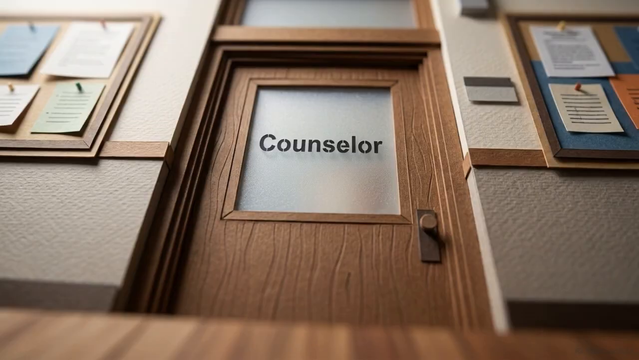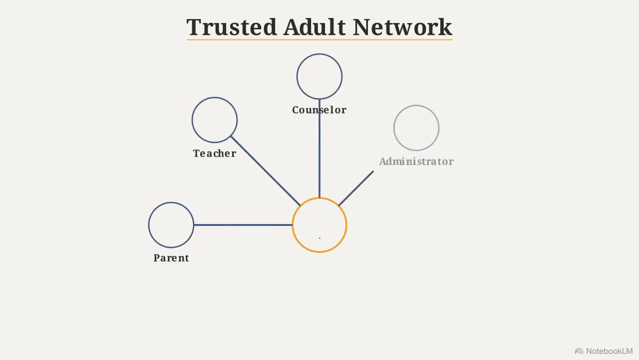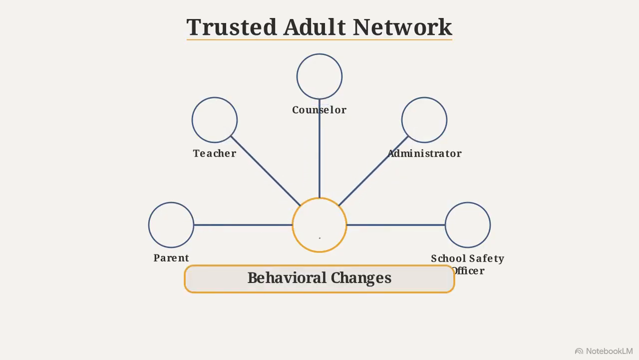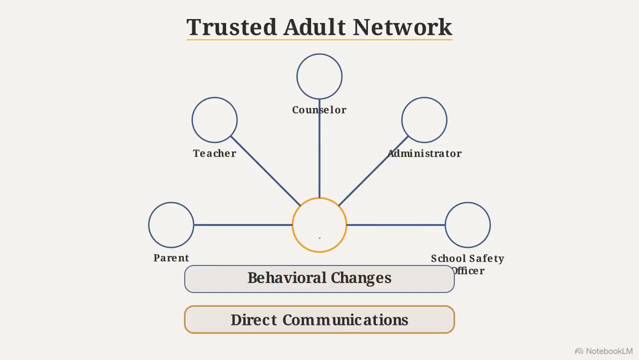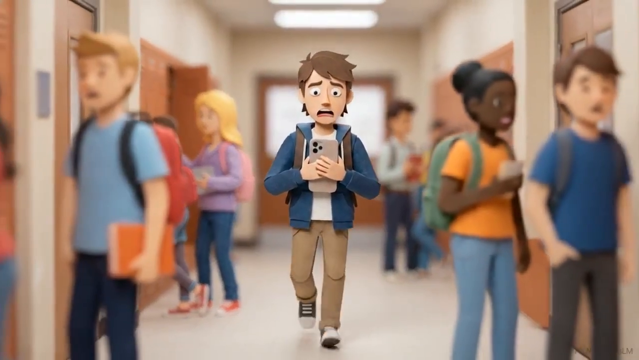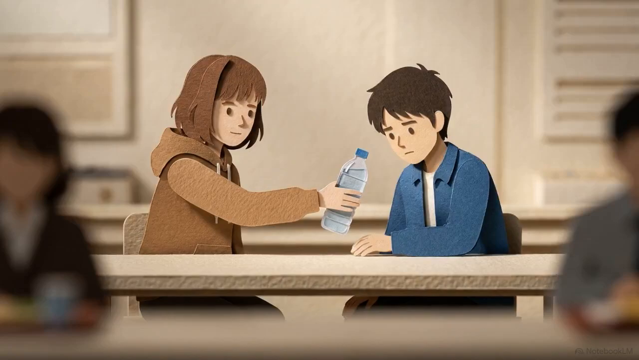If your check-in suggests a problem you cannot handle alone, move to step 3, report. This diagram maps out your trusted adult network. You have 5 direct lines of escalation: a parent, teacher, counselor, administrator, or school safety officer. When reporting, share the specific behavioral changes observed and any direct communications your friend shared. If your friend makes an immediate threat of violence or harm, bypass the check-in entirely. Report it to one of these adults immediately.